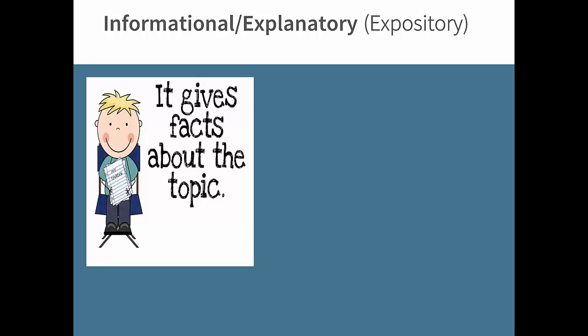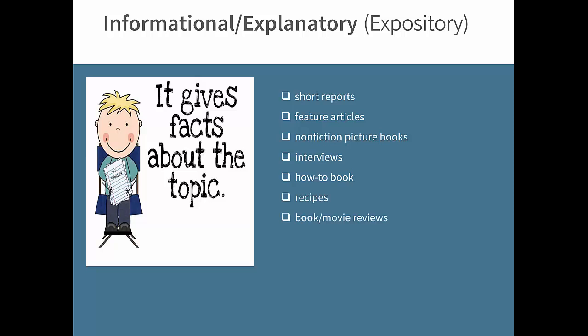The intention of informational writing is to explain, describe, or inform. It does not present an argument. Writers should consider all aspects of an issue without taking a side or setting out to prove a point. Common forms of informational text include short reports, feature articles, nonfiction picture books, interviews, how-to books, recipes, book reviews or movie reviews, science reports, newspaper articles, biographies or autobiographies, and even memoirs.